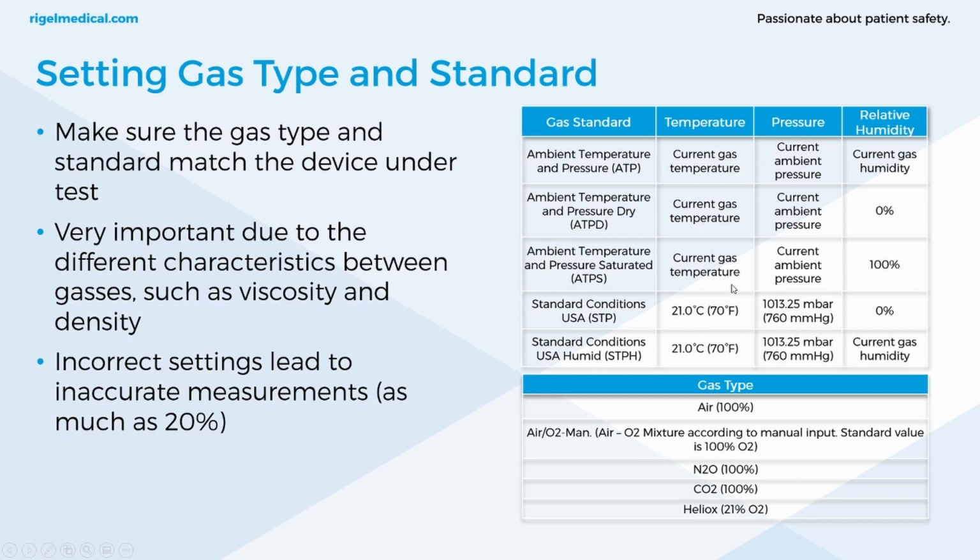And the table shows that it's important even at ambient temperature that the correct conditions are set. Whether there's high humidity or dry conditions, this can also affect the accuracy of the measurement due to the characteristics of gases, different temperatures and different conditions.